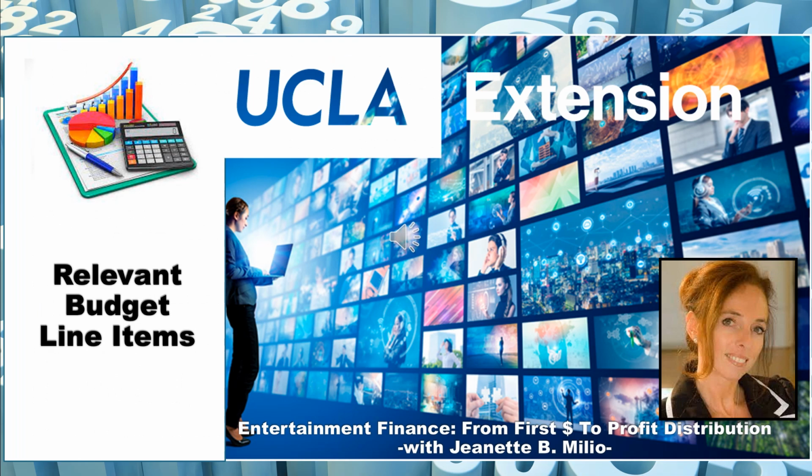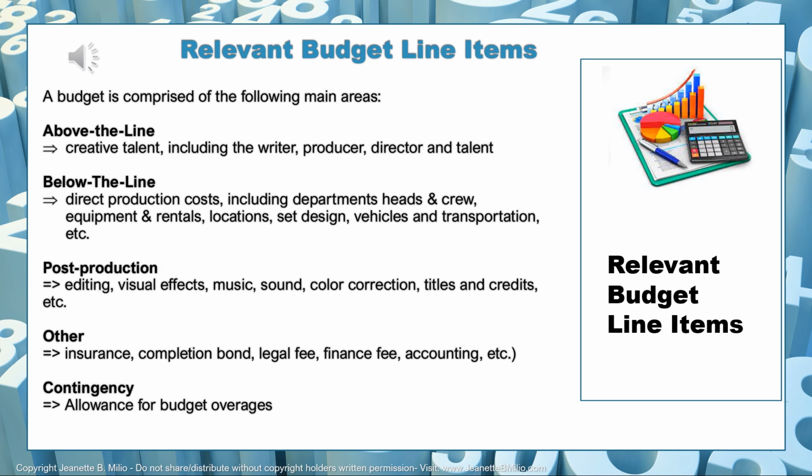Let's look at some of the most relevant budget line items. The relevant budget line items are comprised in 5 sections, and they're summarized in these 5 sections, which are the above the line, the below the line, the post-production, other costs, and the contingency. The above the line shows us all costs and fees and anything related to our creative talent, which includes the writer, the producer, the director, and the talent, and all related fees and costs.